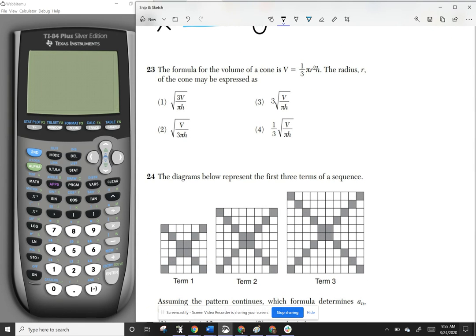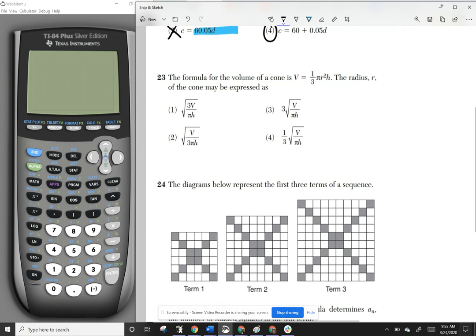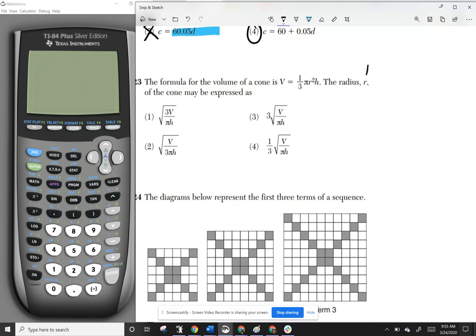All right, 23. The formula for the volume of a cone is V equals 1/3 pi r squared h. The radius r of the cone may be expressed as... So this is asking us to actually solve. So they want us to solve for r. So they basically want r alone. So I like to rewrite it. And our goal here is to get r alone.